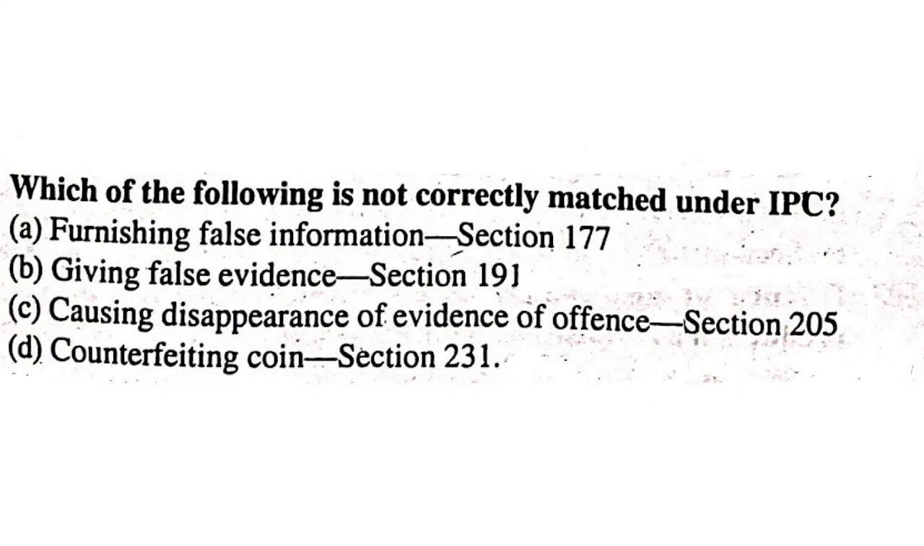Which of the following is not correctly matched under IPC? Furnishing false information is provided under Section 177. Giving false evidence, it is correctly matched. Causing disappearance of evidence of offense in Section 205, and counterfeiting coin is under Section 231. Causing disappearance of evidence of offense is wrong. 205 provides false personation for purpose of act or proceedings in suit or prosecution. It is not correct.